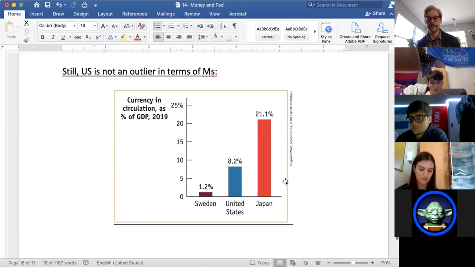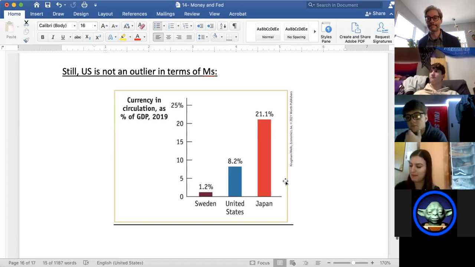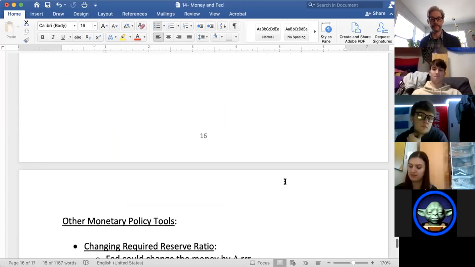So in our last couple of minutes, let's just talk about some other tools that the Fed has to change the money supply. Because there are other ways that the Fed could control or influence the money supply. These other tools, though, are not tools that the Fed usually uses, okay? While I want to talk about these really quickly, let's be clear, these are not things that the Fed does a lot.